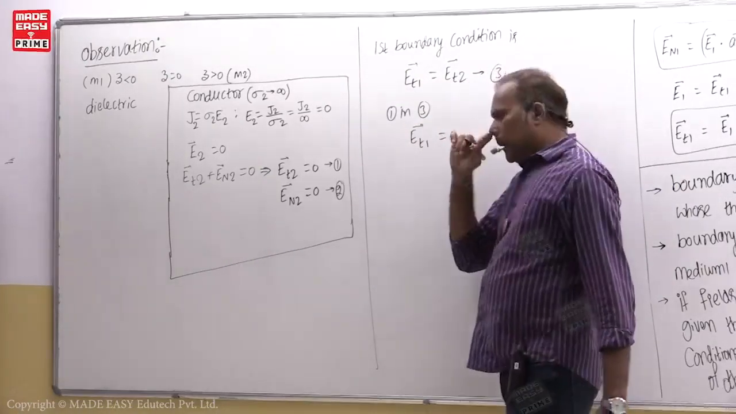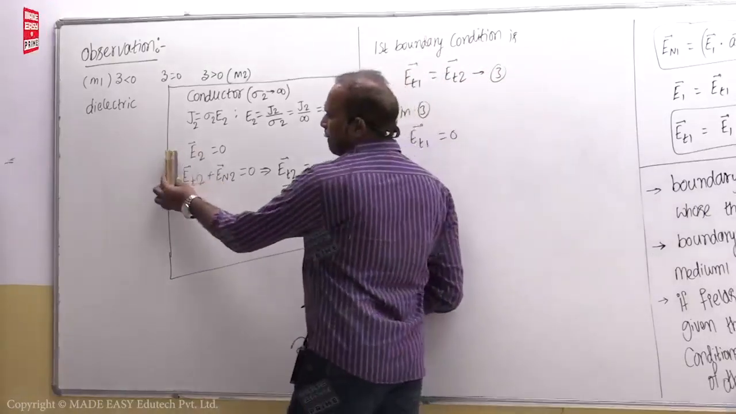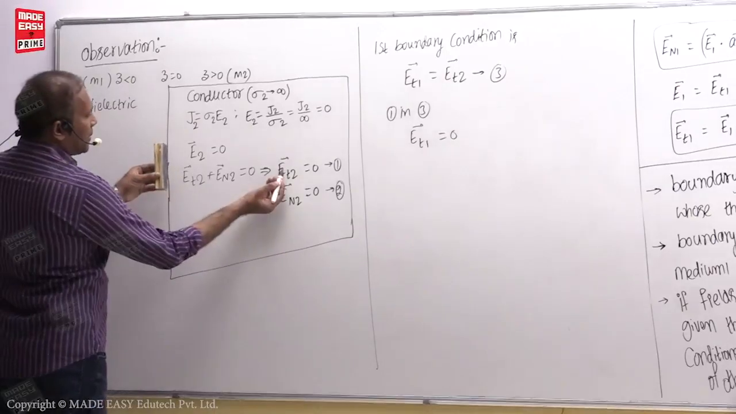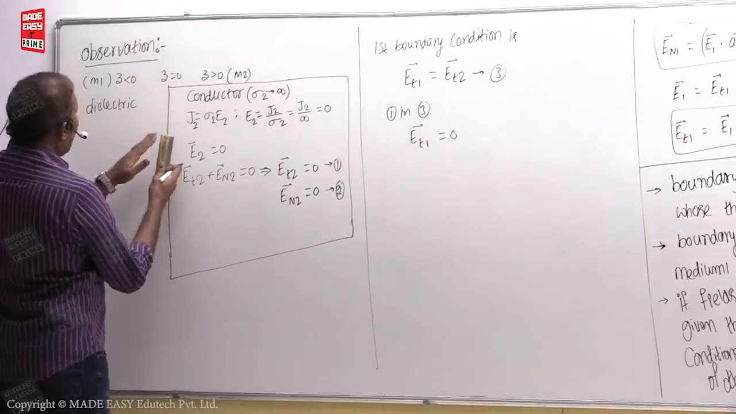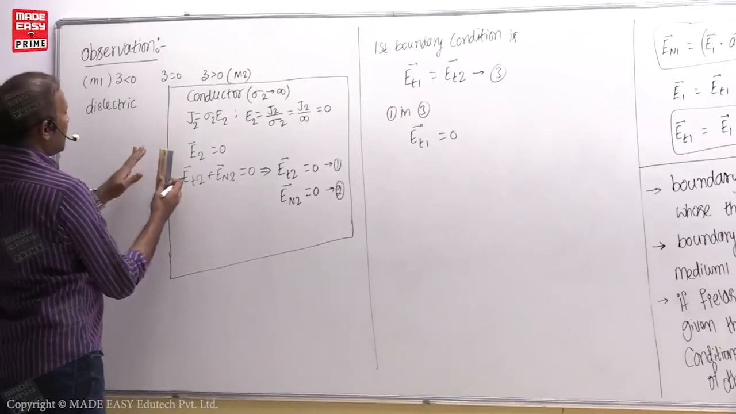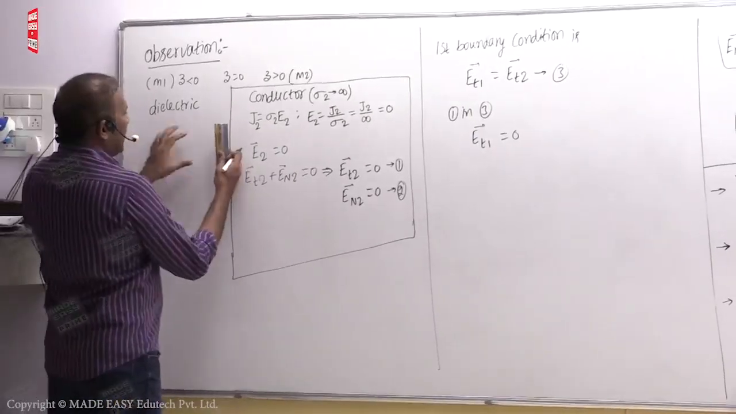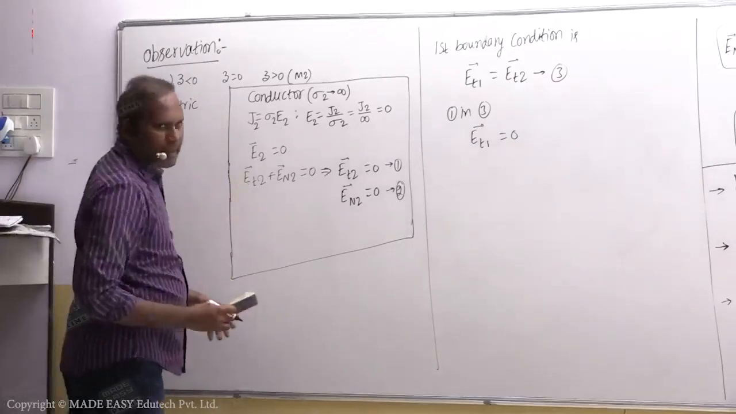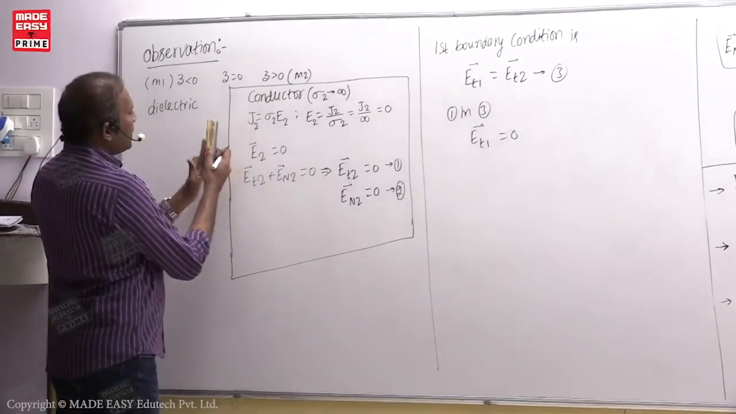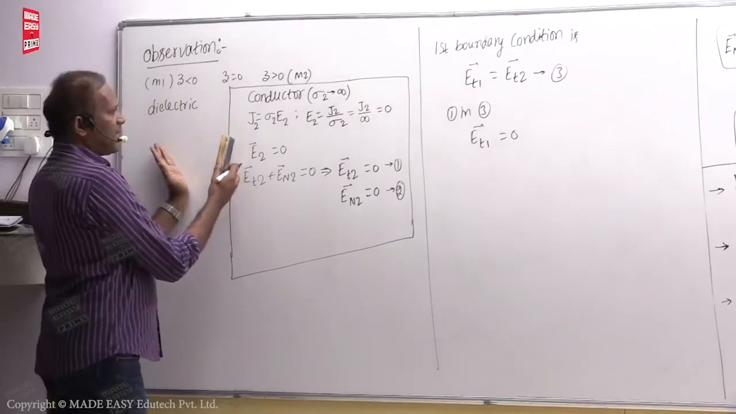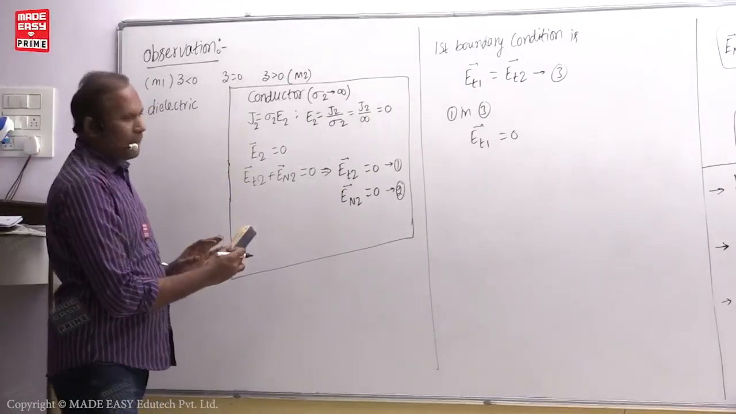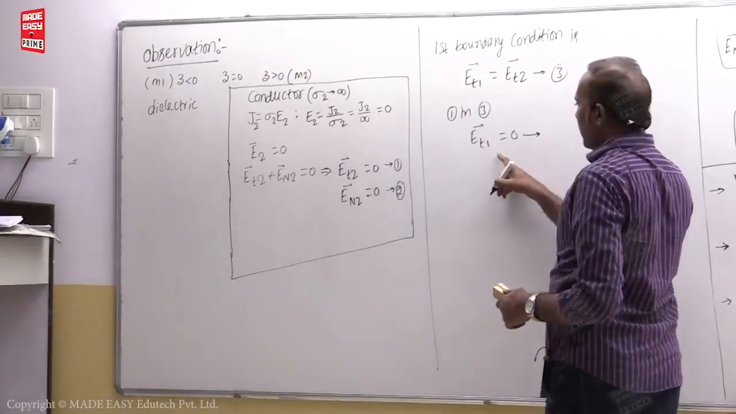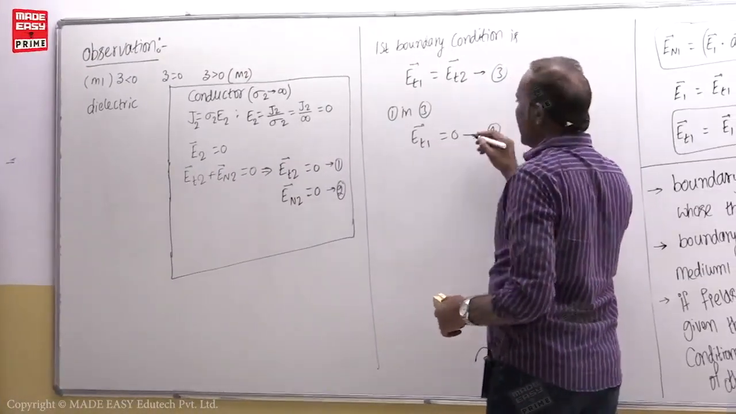That means this is a conductor. Inside this conductor, the tangential component is 0, the normal component is 0. Then outside this conductor, on the surface, in medium 1, the tangential component is again 0. Tangential component means the component parallel to the surface on the medium 1 side, and that has also become 0. Now I will put this in a box later on. I will put this in a box, I will write it in the note.